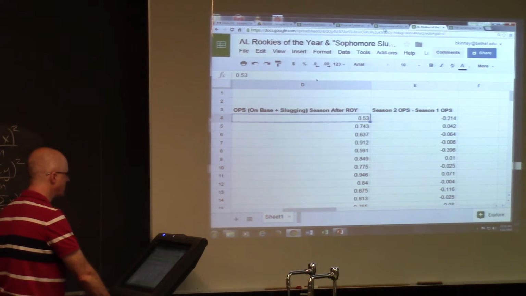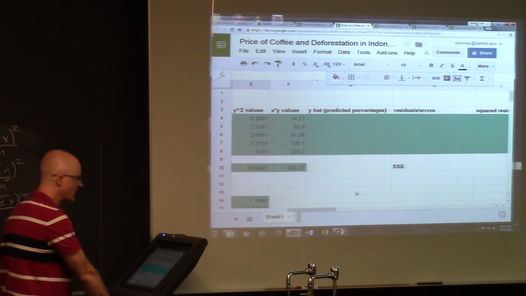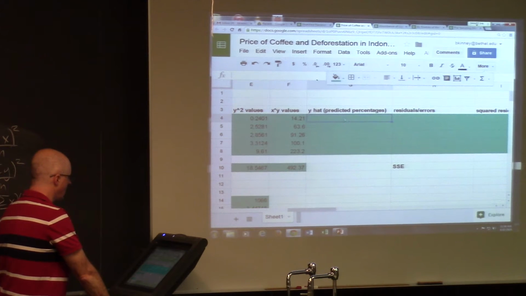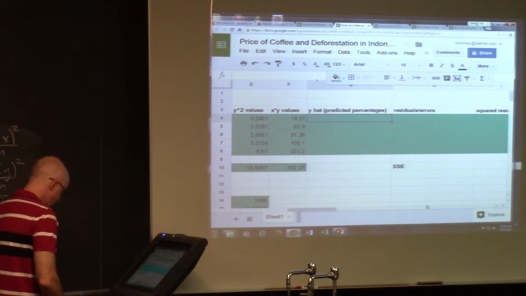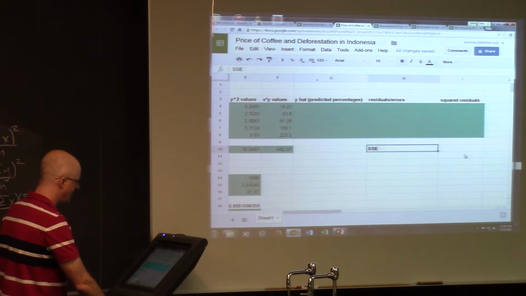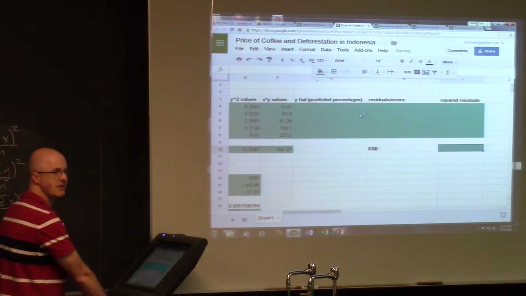Another part of your electronic homework is going to be to fill in the rest of this table. I will again do it for the coffee. You will be doing it for the light absorbance relative to the nitrate level with this spreadsheet here, which I'll share with you. What's the goal here? The goal is to calculate the SSE. Notice SSE here. And put the answer right there. That's what the SSE is. That's the goal. How do you do that?